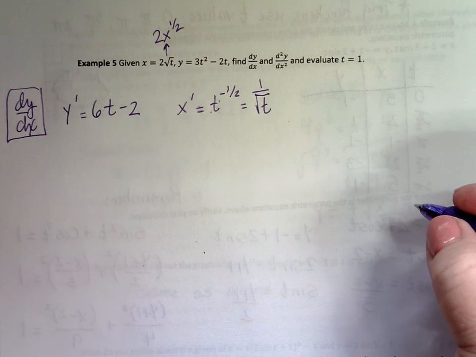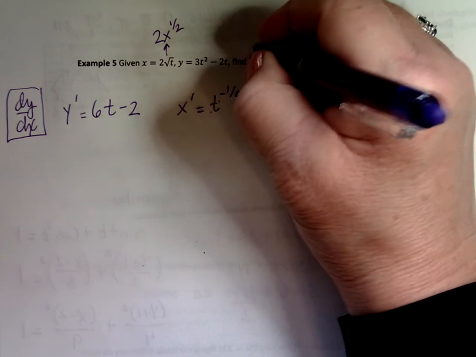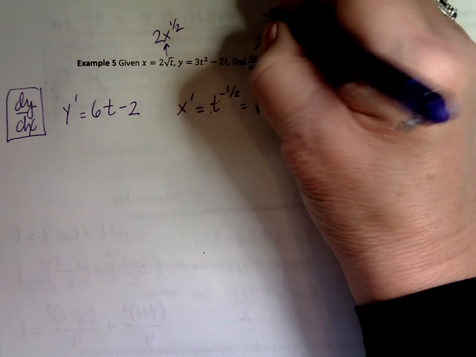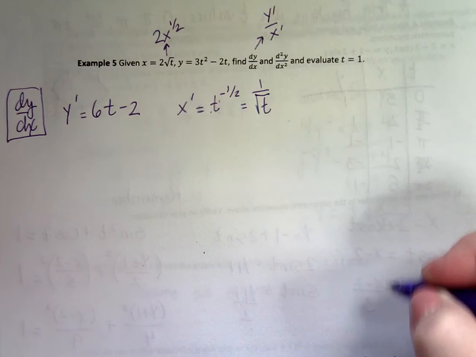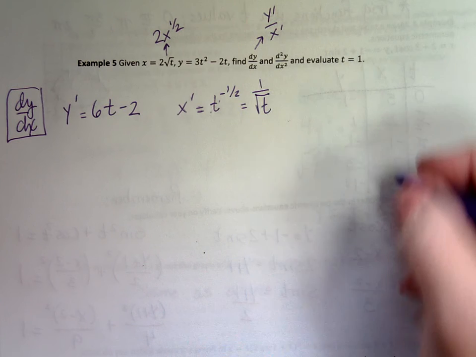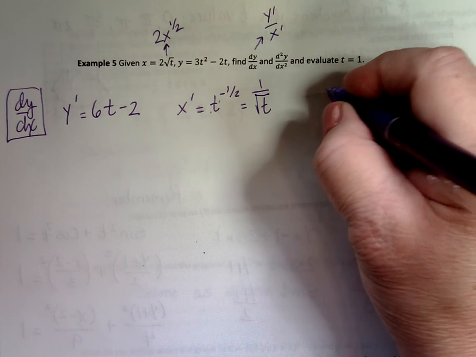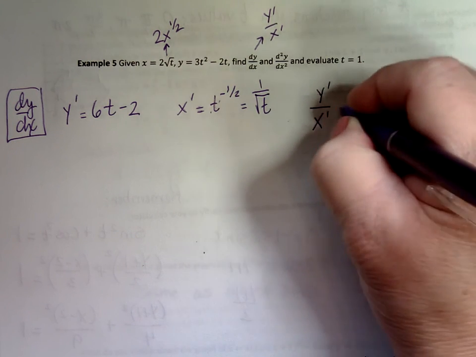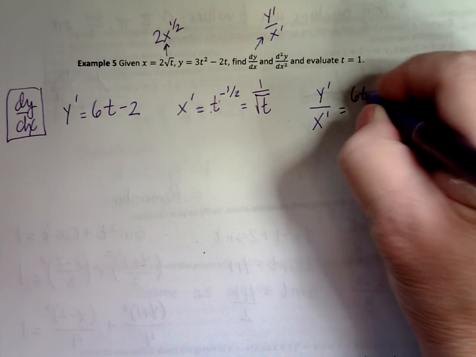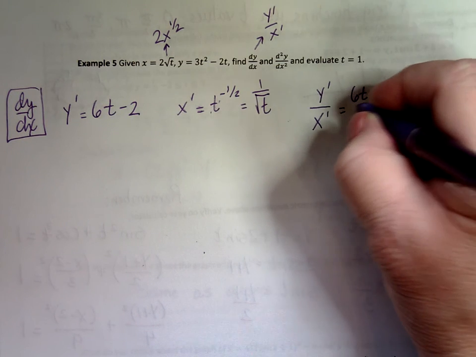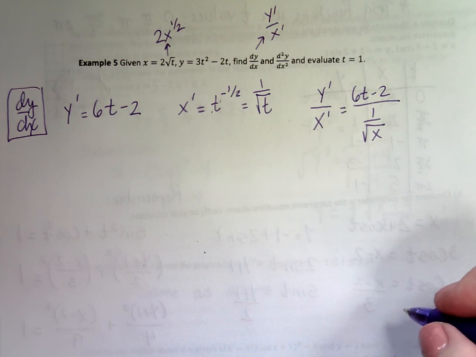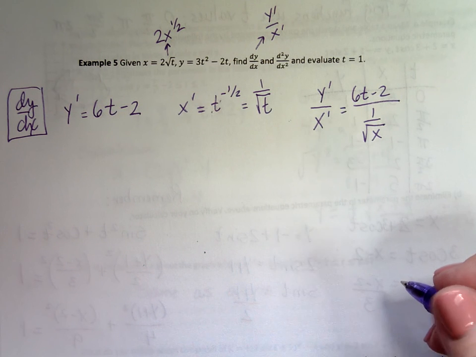And then here's what this guy really means. This guy says to find the derivative, take y prime and divide it by x prime. All right, let's do that. So I have dy over dx is going to equal y prime divided by x prime, 6t minus 2 divided by 1 over the square root of t. Now what happens when you divide by that fraction? Keep, change, flip, multiply by the reciprocal.